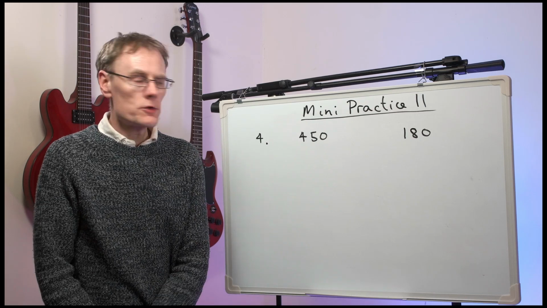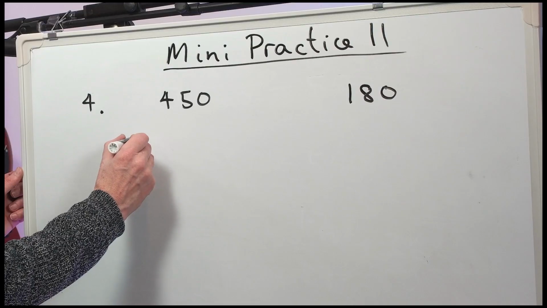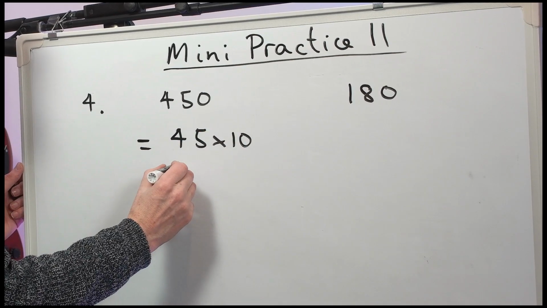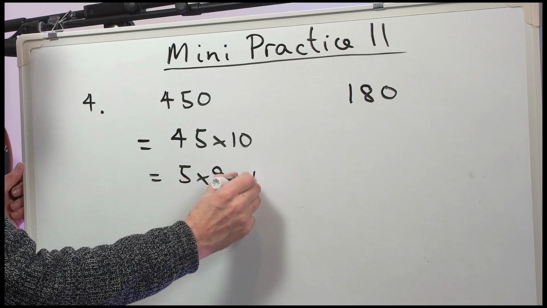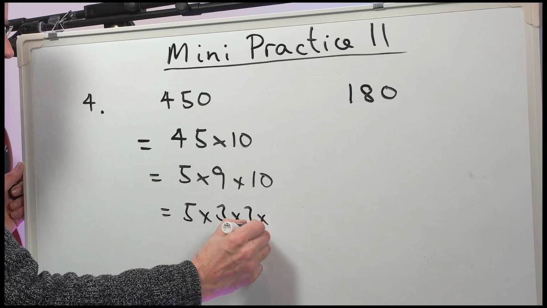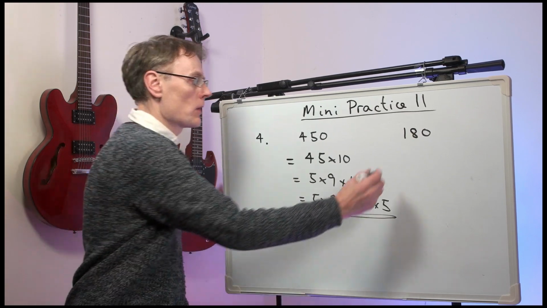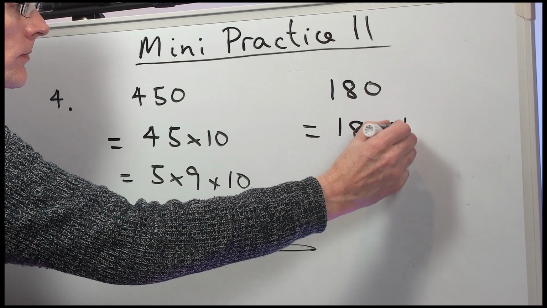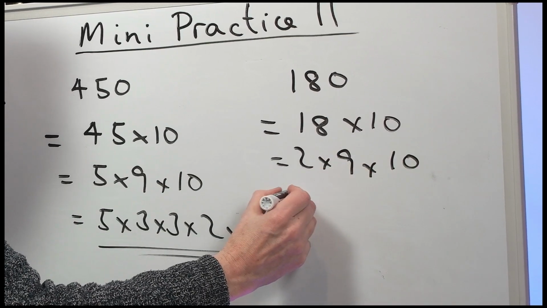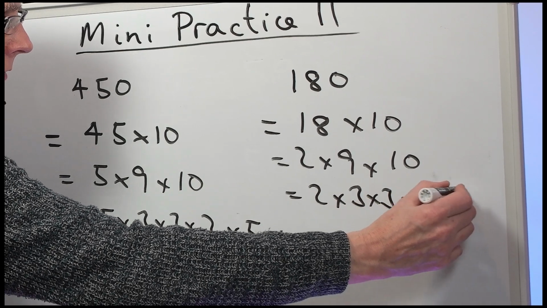Question number 4. You had to write 450 and 180 as the products of their prime factors. So 450 is 45 times 10. That's 5 times 9 times 10, which is 5 times 3 times 3 times 2 times 5. And 180, well, that's 18 times 10, which is 2 times 9 times 10, which is 2 times 3 times 3 times 2 times 5.